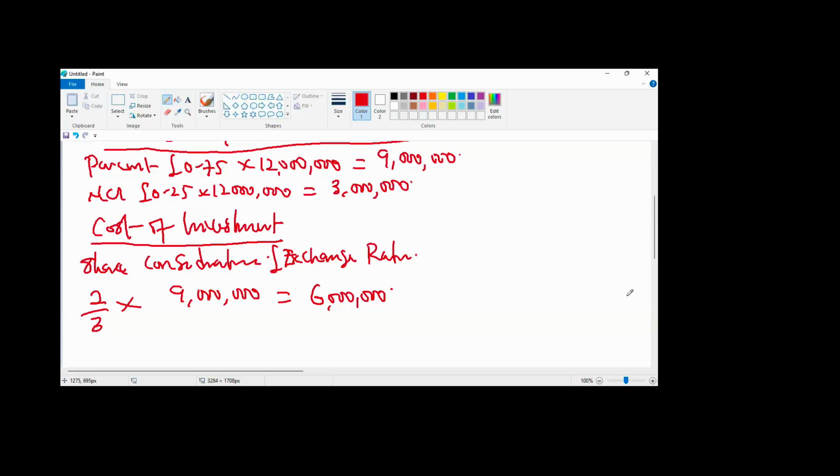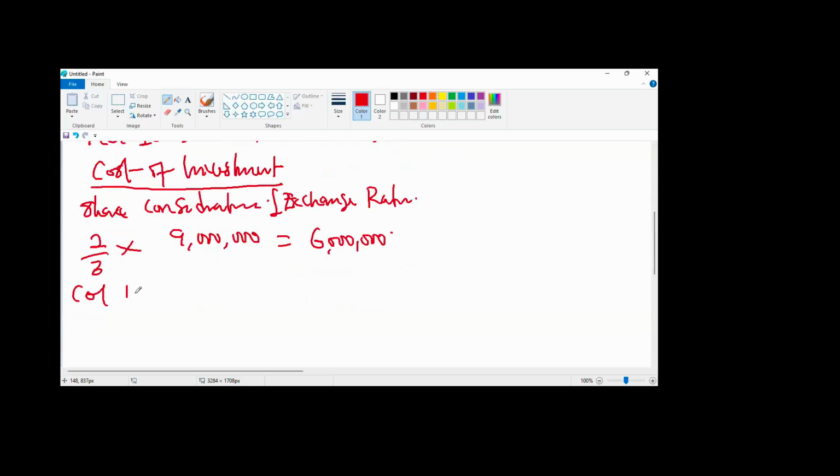Cost of investment must be debited. Give me the market price per share of the parent: 6 naira 50 kobo. 6 million times 6 naira 50 kobo. What does it give us? 39 million. So the cost of investment is 39 million using share consideration.